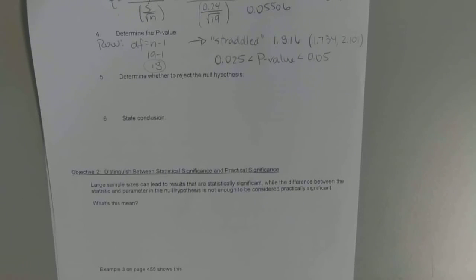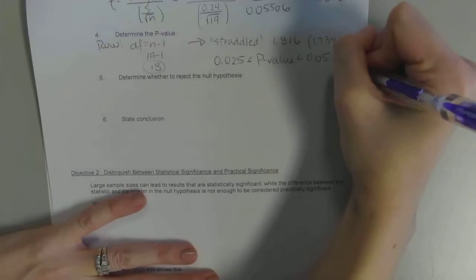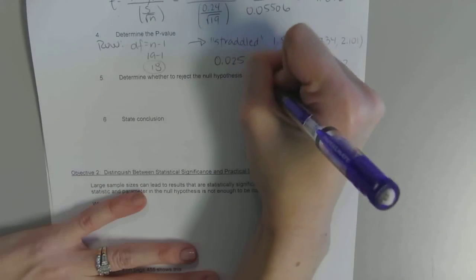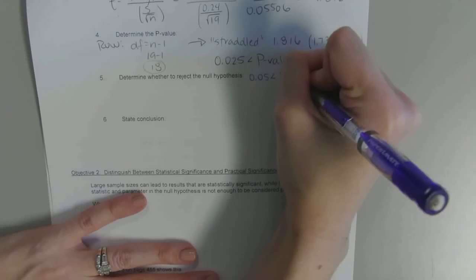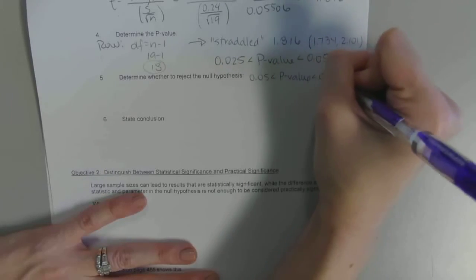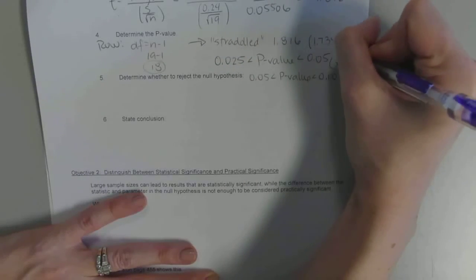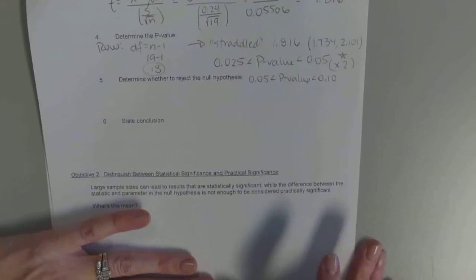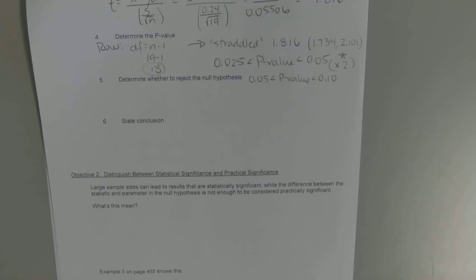But am I done? No, because what kind of test was this? Two-tailed. Do you remember what we had to do with a two-tailed test? Double it, okay? So you're like, oh my gosh, I don't even know what my p-value is. How do I even begin to double it? You just double both the ends, okay? So all we're going to do is times it by 2, and you'll get 0.05 to 0.10. Is that okay? I'm putting a little asterisk there. We're doubling it because it's a two-tailed test.